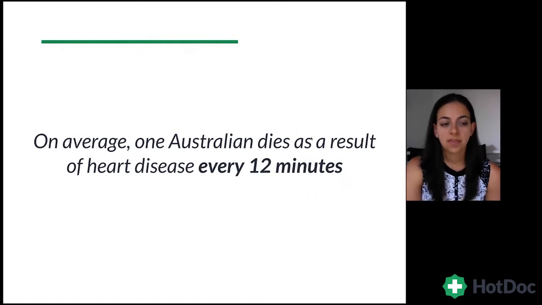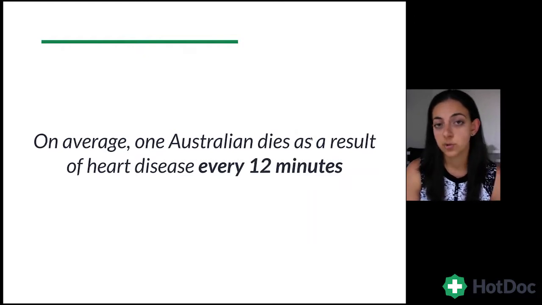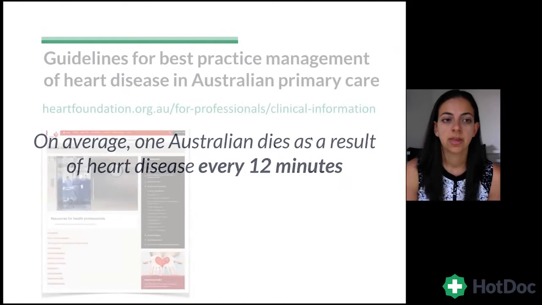The other thing that I wanted to highlight is this statistic. On average, 1 Australian dies as a result of heart disease every 12 minutes. What that means is during the length of this session, that's probably around 3 Australians, or the equivalent of 3 Australians, who will die as a consequence of this disease. So it's just to highlight the importance of obviously looking at proactive ways to actively manage or prevent this condition in our practices.